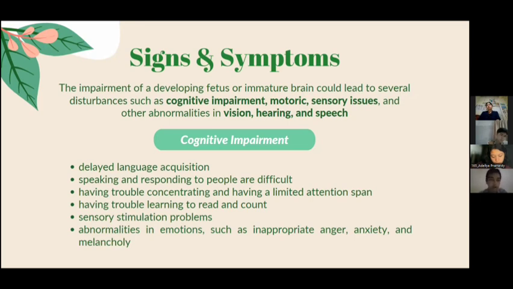In cognitive impairment, for example, there is delayed language acquisition, speaking and responding to people are difficult, having trouble concentrating and having a limited attention span, having trouble learning to read and count, sensory stimulation problems, and abnormalities in emotions such as inappropriate anger, anxiety, and melancholy.